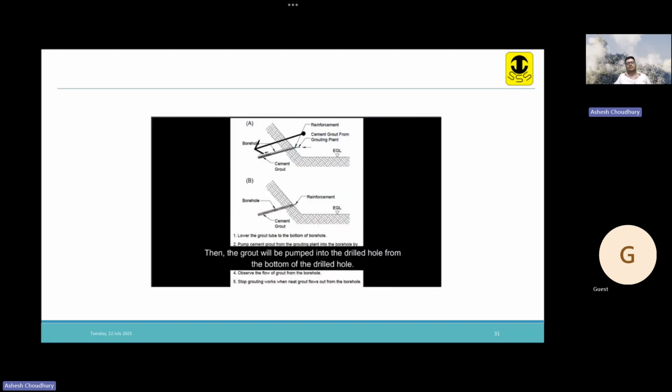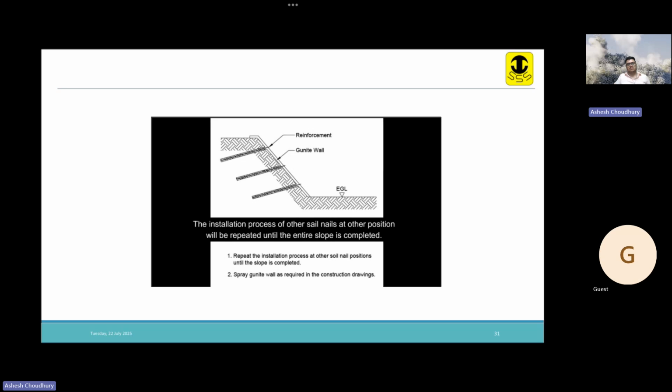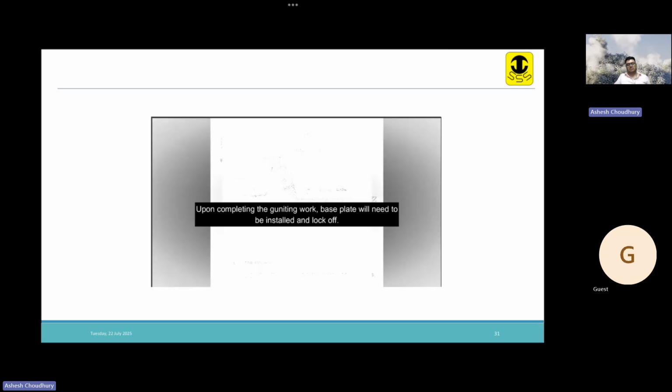grout will be pumped into the drill Right. hole from the After bottom of inserting the the drill hole. reinforcement, you This is pump also the to cement ensure grout. that the soil at the toe level of the drill hole will be flushed out along with the grout to ensure the soundness and quality of the grout used in constructing the soil nail. The installation process of other soil nail at other positions will be repeated until the entire slope is completed. Then a gunite wall will be sprayed as per required in the construction drawing.